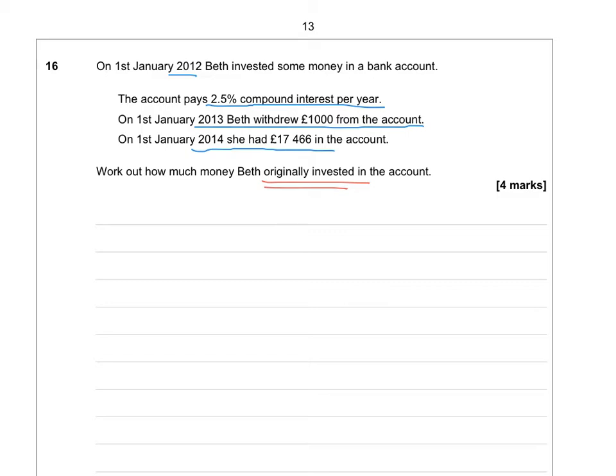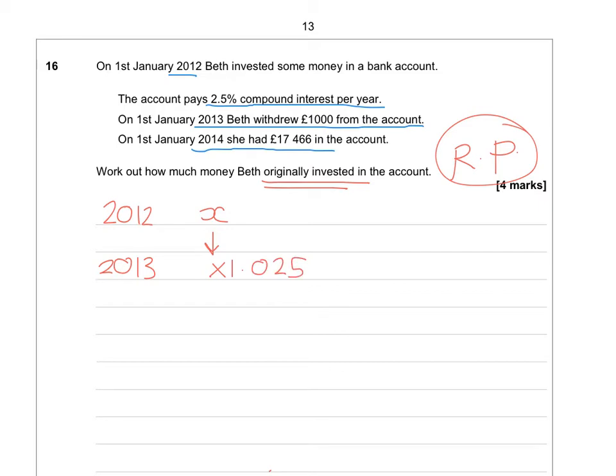The originally invested means that we are trying to work out the amount we started with, which means this is some sort of reverse percentage type question. So, January 2012, let's say she started with x pounds. By January 2013, this would have gained some interest. We would have multiplied by 1.025, which is the percentage multiplier for a 2.5% increase.